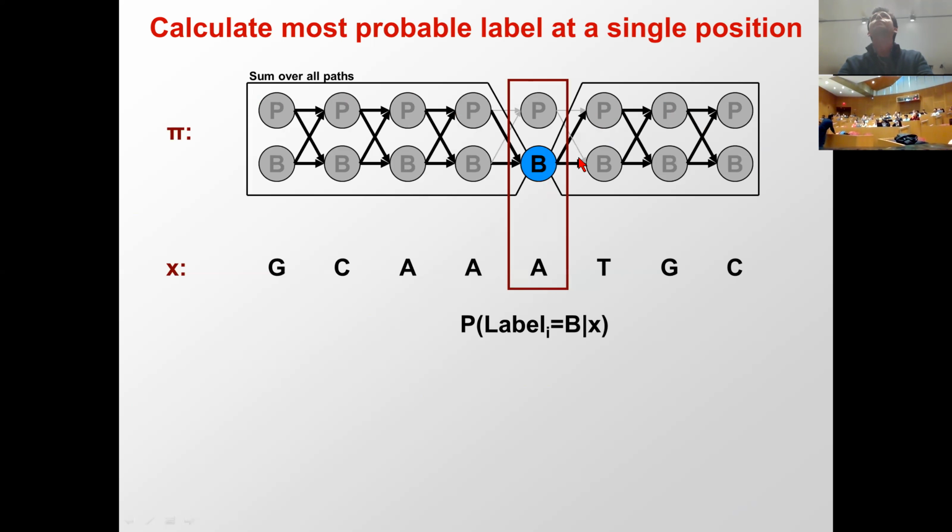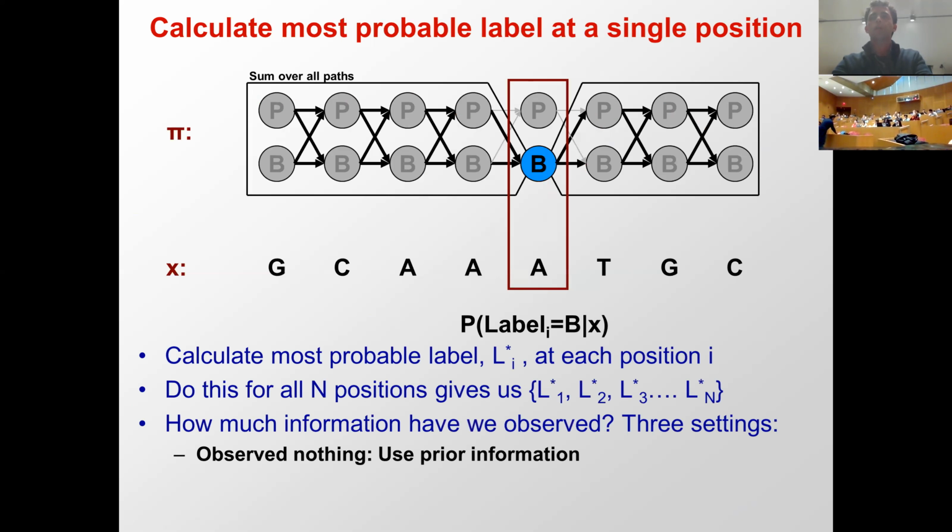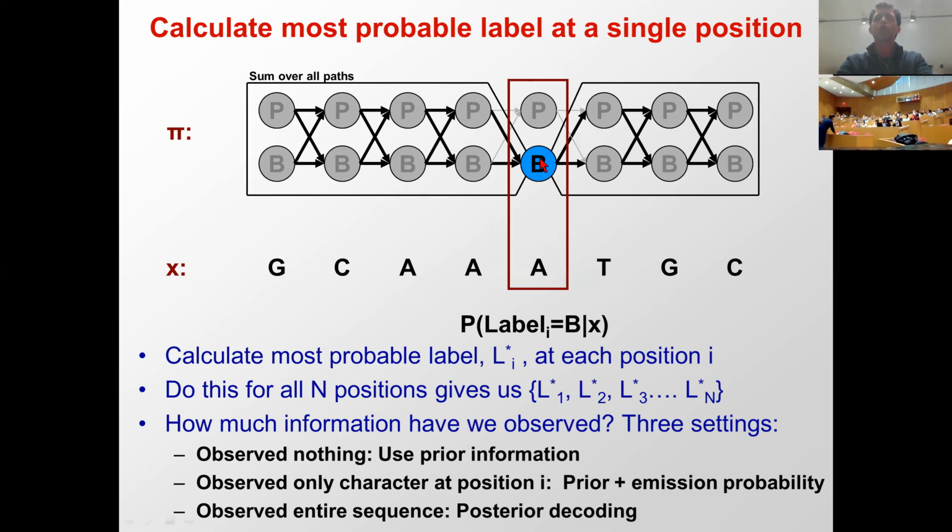Okay? Ready with me? Great. And then we basically reasoned about three different ways of calculating that total probability of emitting A. If I observe nothing, the total probability of being in state B given that I observe A. If I observe nothing, it's just the prior information. Is it B or is it B? Based on their relative coverage of the genome.